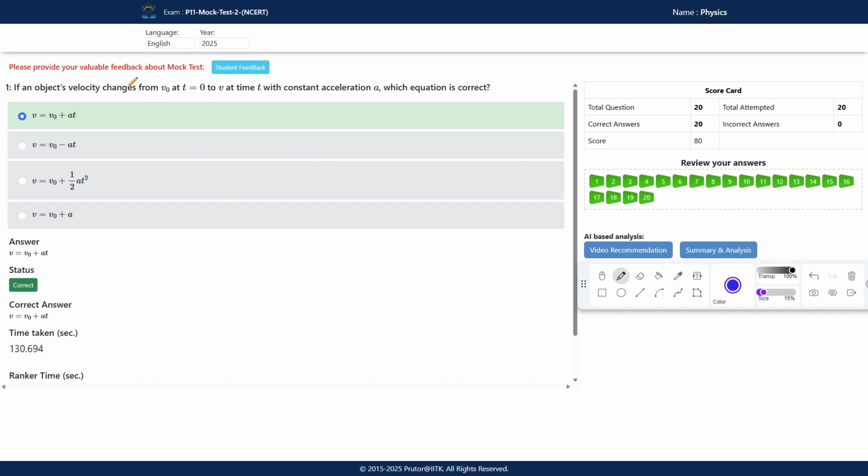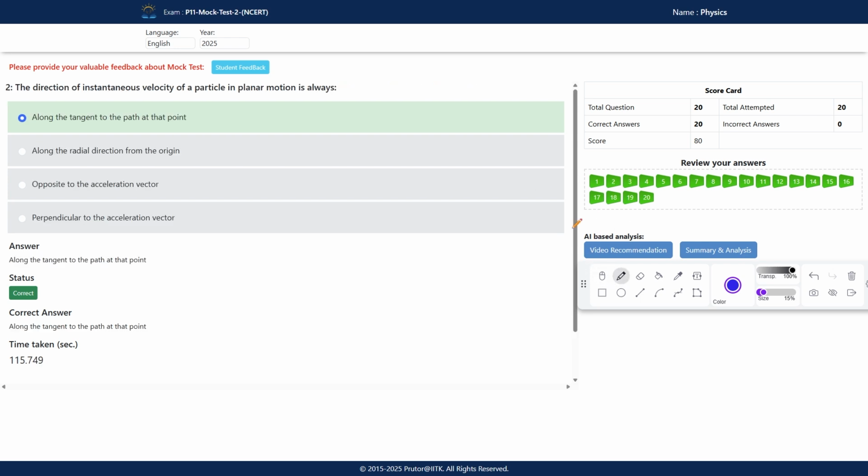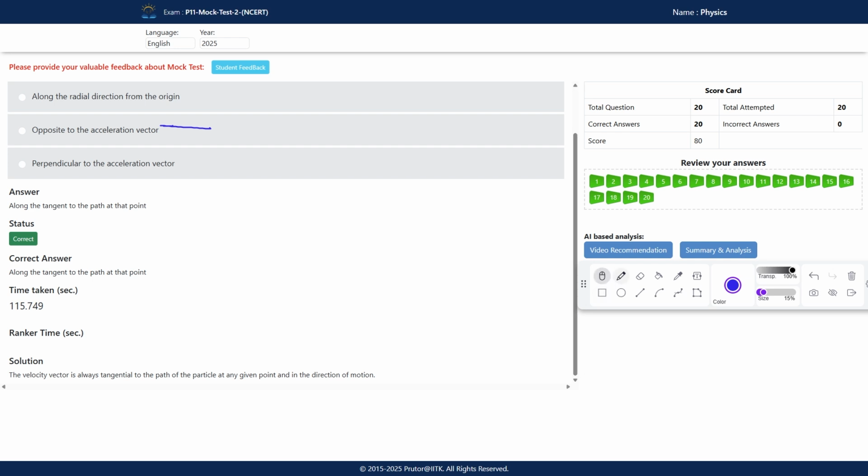So if an object's velocity changes from v naught at t equal to 0 to v, so v is the final velocity, so v is equal to v naught plus at is correct. Second, the direction of instantaneous velocity of a particle in a planar motion is always along the tangent to the path at that point. So let's see the solution. The velocity vector is always tangential to the path of the particle at any given point and its direction of motion.